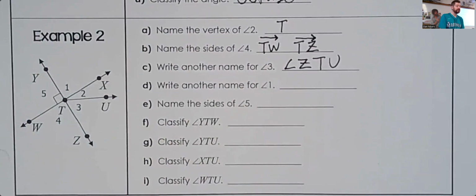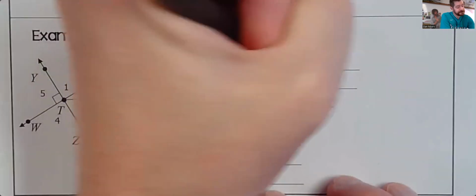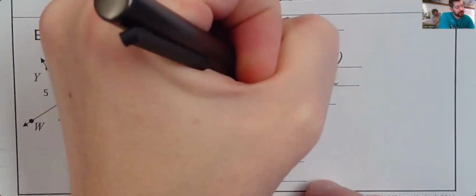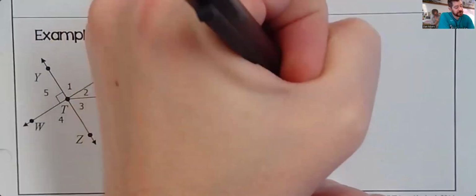How about another name for angle 1? YTX, great. Or XTY, either way. As long as T is in the middle. So angle YTX or angle XTY, keeping T in the middle. Name the sides of angle 5. TY. TW, good. So ray TY, arrow above the Y, ray TW, arrow above the W.